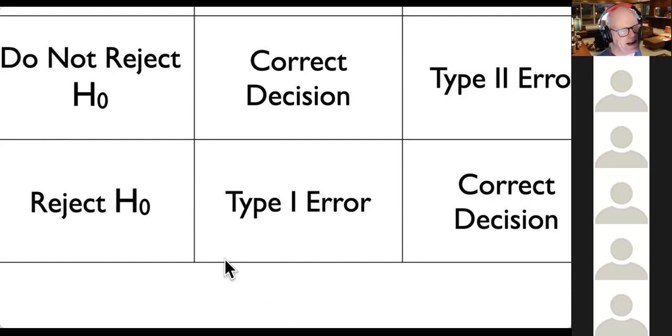So this is called a type 1 error. And the probability of that type 1 error, we set that. That's the 0.05 thing. That's the 5%. Okay? That's the 5%.